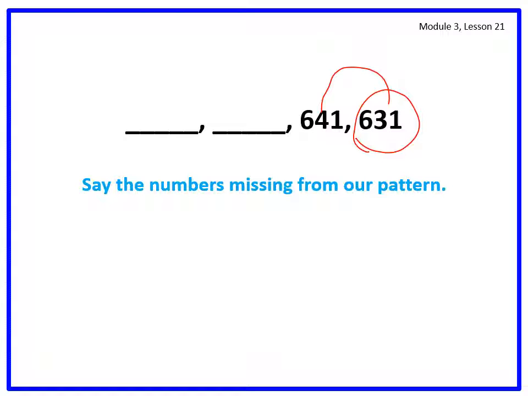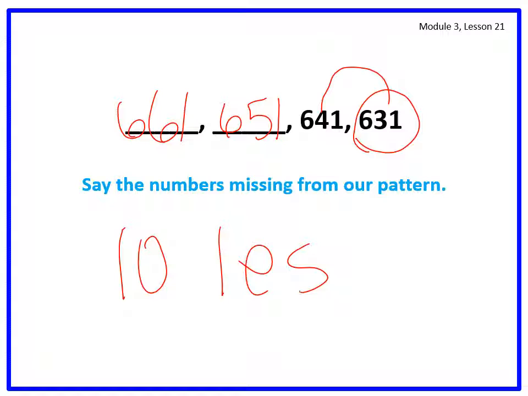So what is 10 more than 641? Yes, I can just add a 10: 651, 661. Let's see if this fits our pattern. 661, 651, 641, 631. So we know that our pattern is 10 less. That means we start with a greater number and get smaller as we count.